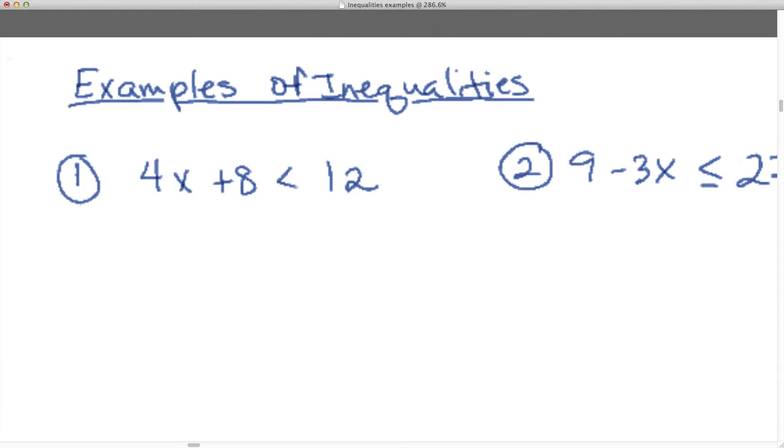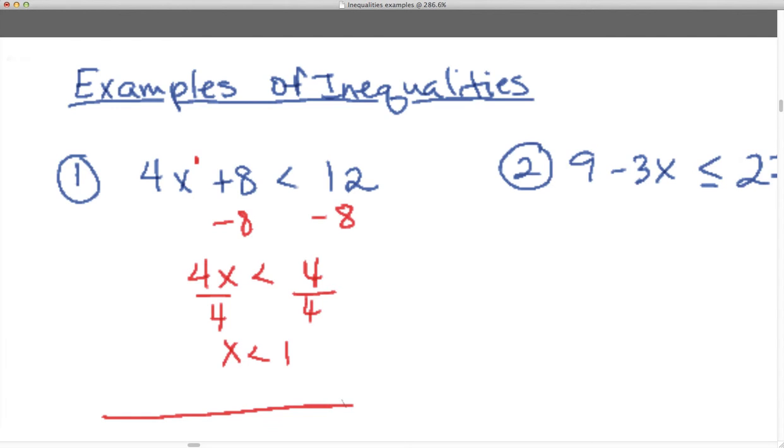Well, if they're linear, meaning the highest power of x is a 1, like this one is here, if there's nothing there it's understood to be a 1, you can just solve it outright. So subtract the 8, do the opposite of how it's connected to the x, and then you're going to get 4x is less than 4. And divide both sides by 4, and then you get x is less than 1.